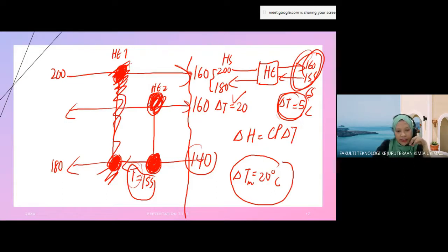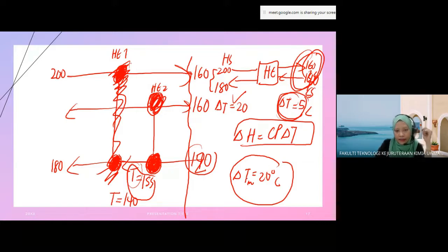But if, let's say, you calculate using this, for example T here is 100. Let's say here is not 150. So maybe this is 120 and then T here is 140. So okay, 160 minus 140 you get 20. So it satisfies the pinch principle. The delta T value cannot be less than delta T min, it is greater than or equal to delta T min. If 20, it's okay.